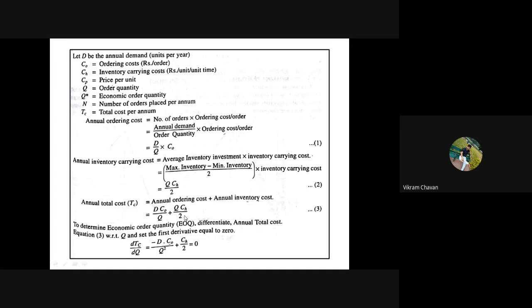Now further we have to find out the minimum or the economical order quantity. For that purpose we have to differentiate this annual total cost with respect to order quantity, and we have to equate this differential equation equal to 0.